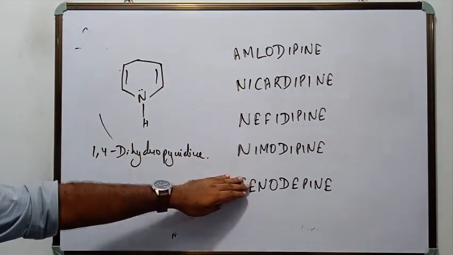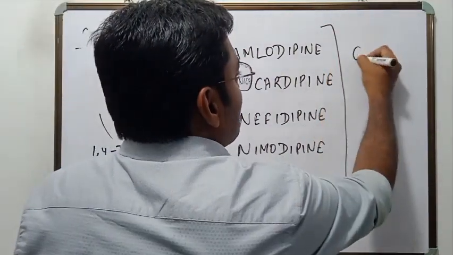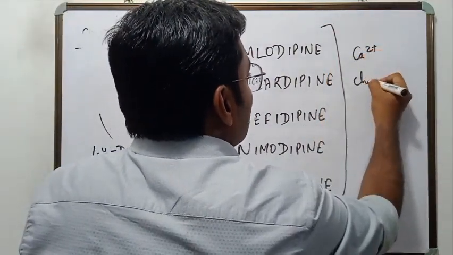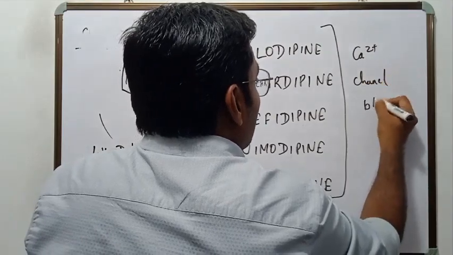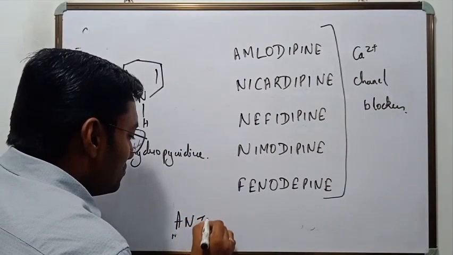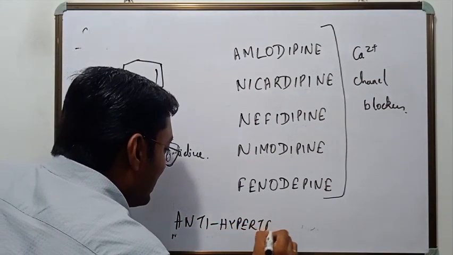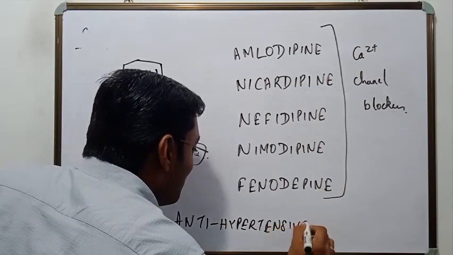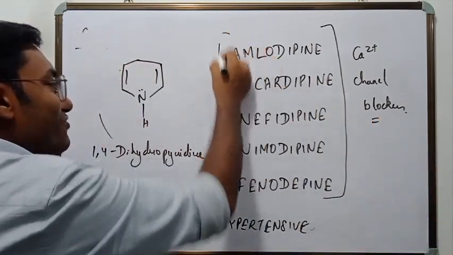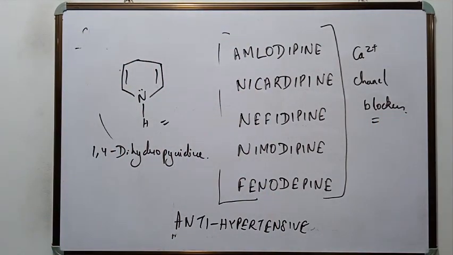What are these drugs used for? Actually, they are calcium channel blockers. So they are used as antihypertensive drugs. So you can make antihypertensive drugs, that is, calcium channel blockers, these 5 drugs containing this moiety, by Birch reduction. So that is a very big synthetic utility of Birch reduction.